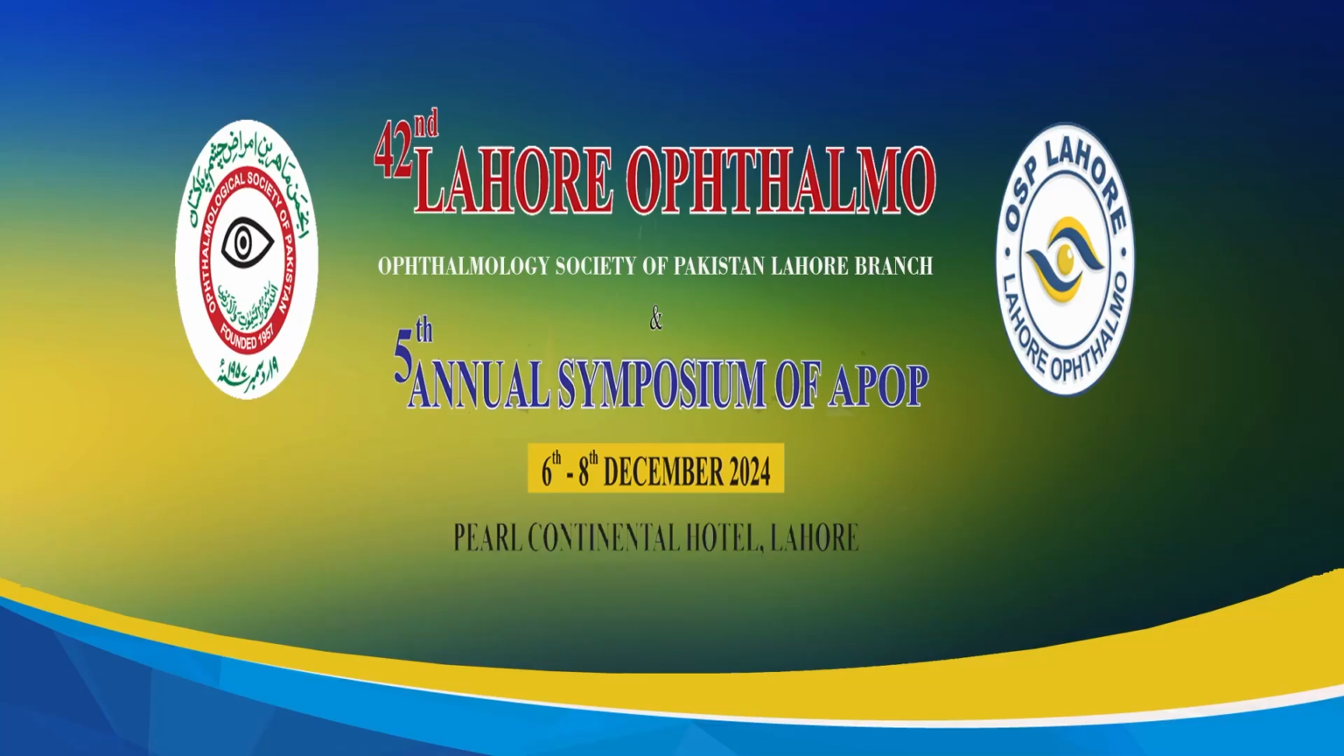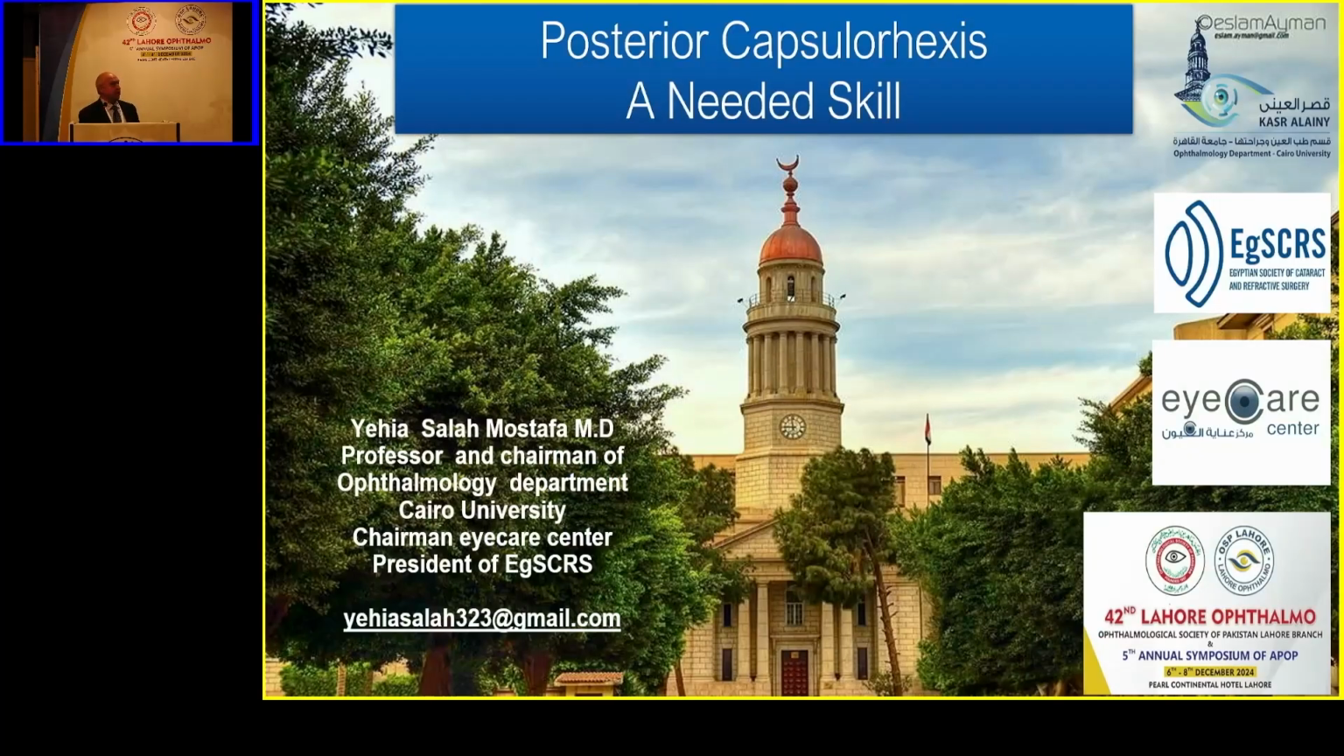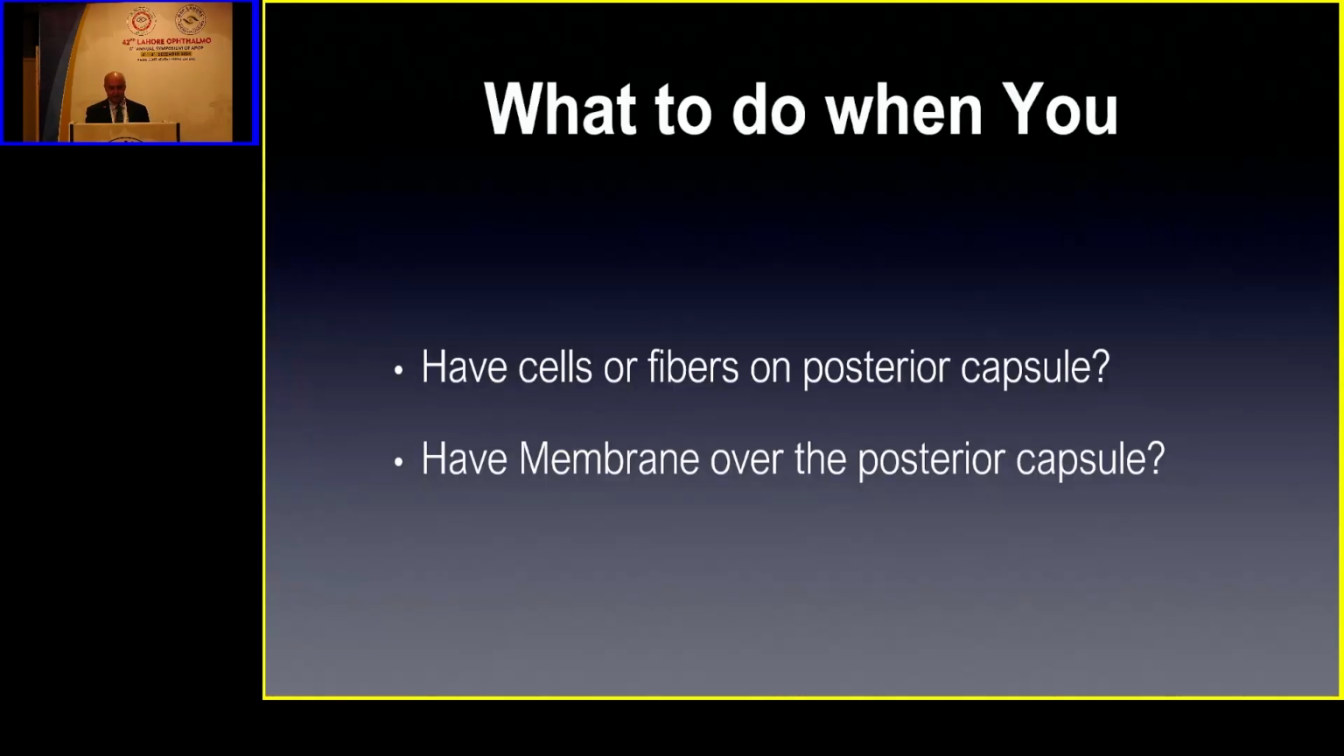It's always a pleasure to be here, and I'm going to talk about a skill that every anterior segment surgeon has to have, which is posterior capsular axis. What to do when you have cells or fibers on the posterior capsule that you cannot remove, have a membrane over the posterior capsule. There are certain things that we can do.